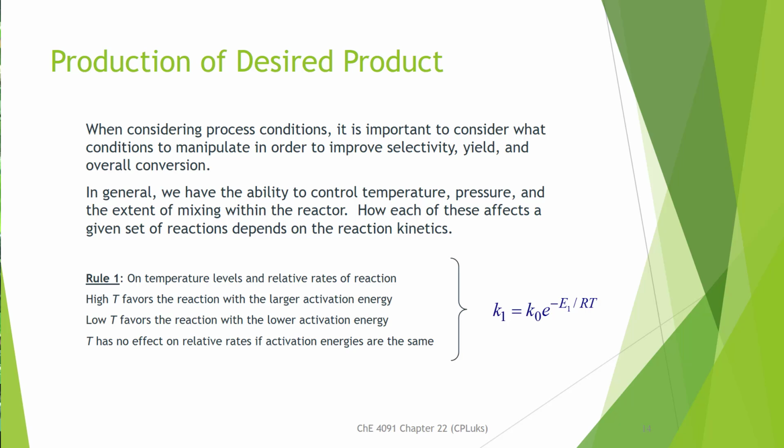So the first rule, and you should have covered these in a reactor design class, so none of this should be new, but it's a refresher. The first rule is that high temperature favors the reaction with the larger activation energy, right? That's the exponent portion of the reaction rate. Low temperature is going to favor the one with the lower activation energy. But temperature doesn't have any effect on the rates of the competing reactions when the activation energies are the same.